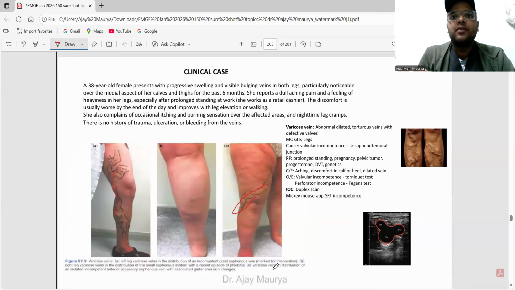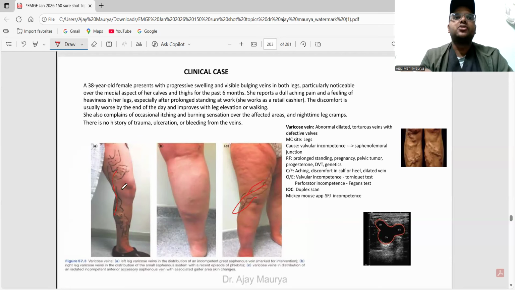And coming to here, this is a varicose vein in the distribution of an isolated incompetent anterior accessory saphenous vein, associated with the gaiter area skin pouch. These are the anterior accessory saphenous veins. These are the great saphenous veins.